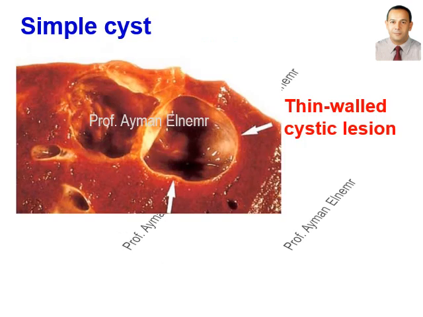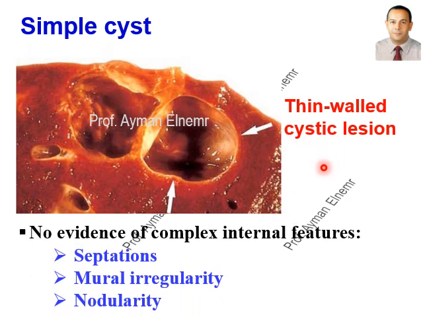parenchyma. As we see in this specimen, the simple cyst is a thin-walled cystic lesion with no evidence of complex internal features like septations or mural irregularity or nodularity. However, the cyst wall may show papillary tumors or communicate with the biliary tree.